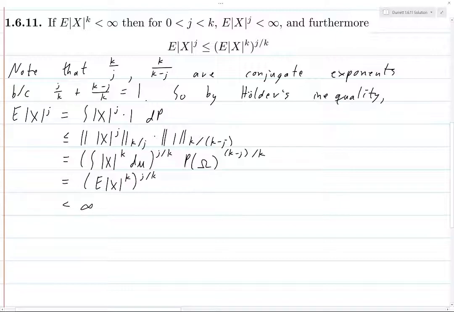So this proves that... so why is this finite? This is because the expected value of |X|^k is finite by assumption, and so we're taking a finite number to some exponent, which is also going to be a finite number. And so this proves that the expected value of |X|^j is finite, and that directly results from this second inequality that they wanted us to show, which is what we have on the second to last line here.